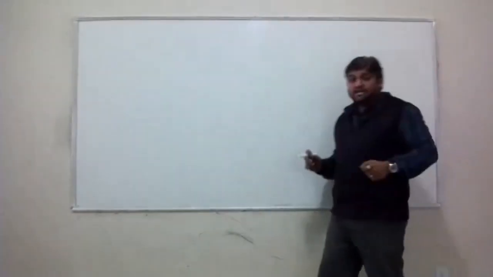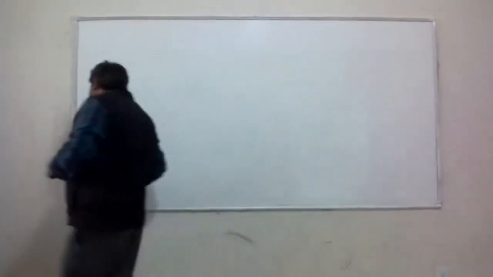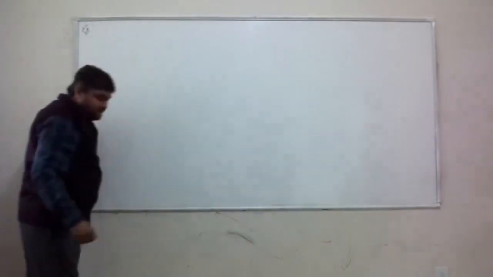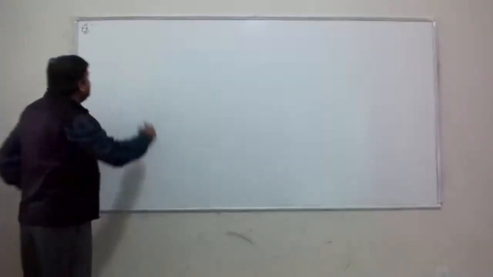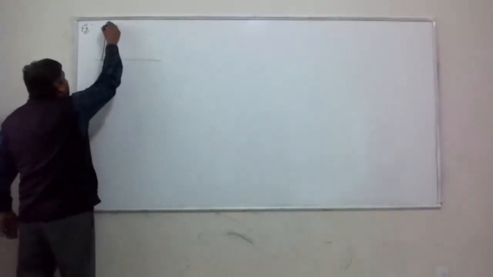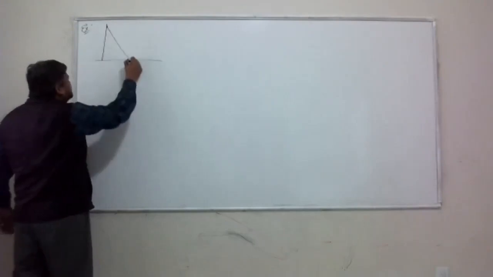All right, let's discuss this example. I'm not going to write down the statement of the example. Instead, let me say it carefully. Let's say a 25 feet ladder is leaning against the wall.